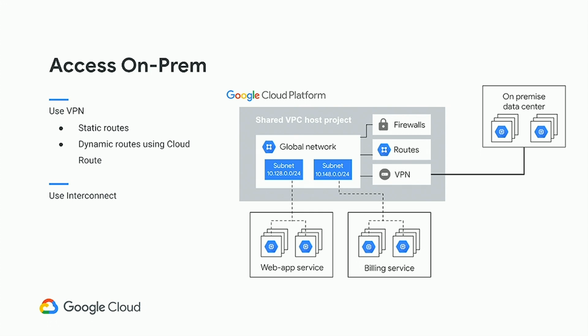So that brings us to the next question. How do you access on-prem? There are multiple ways of connecting your virtual network running in the cloud to your on-prem network. You can do so using VPN, and you can either configure VPN using static routes or you can use Cloud Router in order to dynamically exchange routes using BGP. Or you can use interconnect, in which case you're directly peering with us. You can use either dedicated interconnect, where you control the peering, or partner interconnect, where the partner is peering with us and you're paying them for the bandwidth that you use.